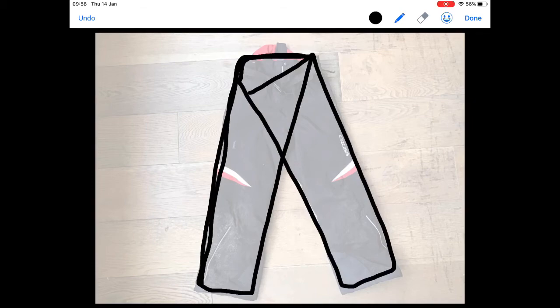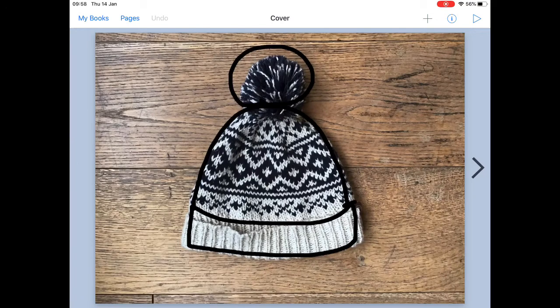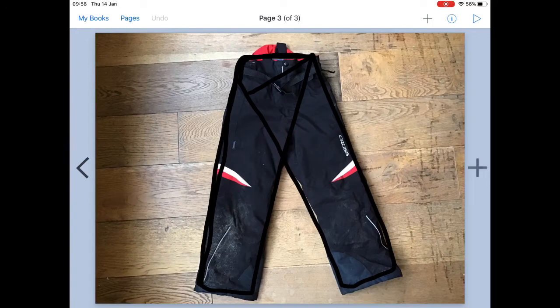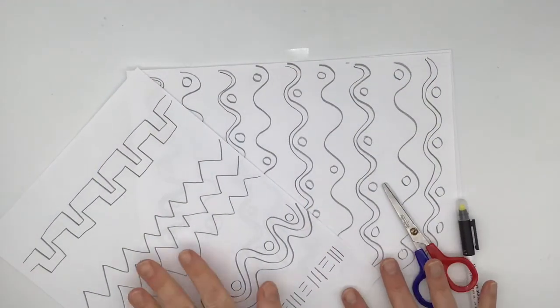Okay, so we have now got some ideas about how to draw our piece of clothing. So you might want to get your hat or jacket or trousers, and we're going to draw these onto the back of our patterned piece of paper. So I'm going to show you. I'm coming back to have a look at my paper now with my patterns on.